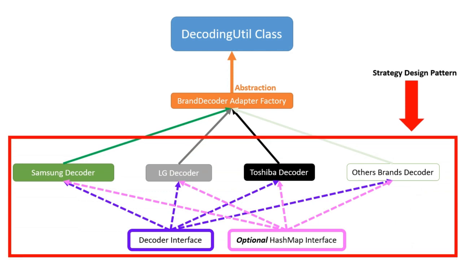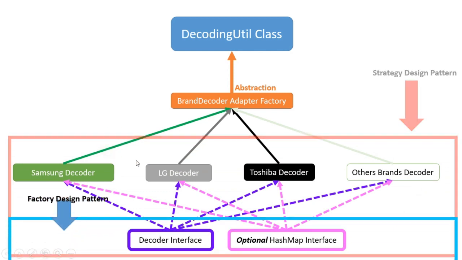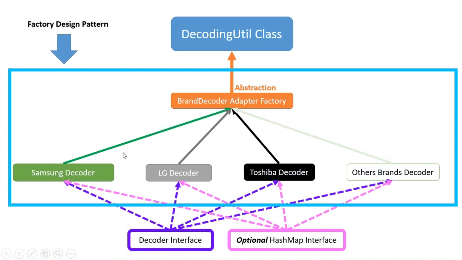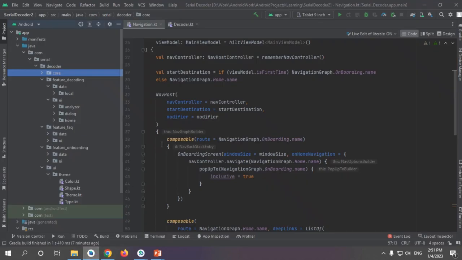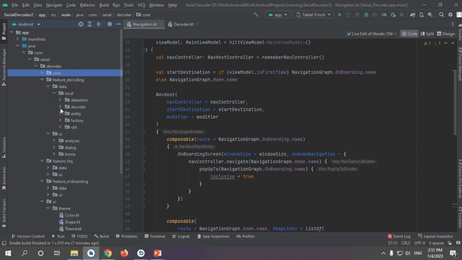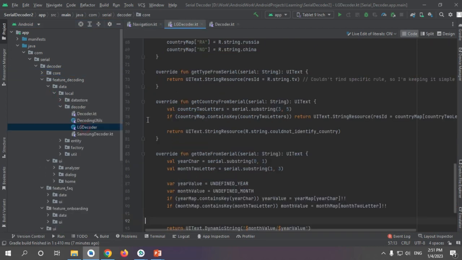And what we have done is that we have applied the strategy design pattern in this section, and we have added the factory design pattern in this section. So this resulted in the structure of our app being scalable, where we can now add any decoder we want, just as simple as this case.